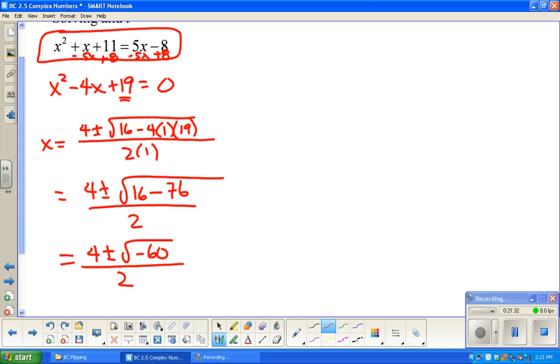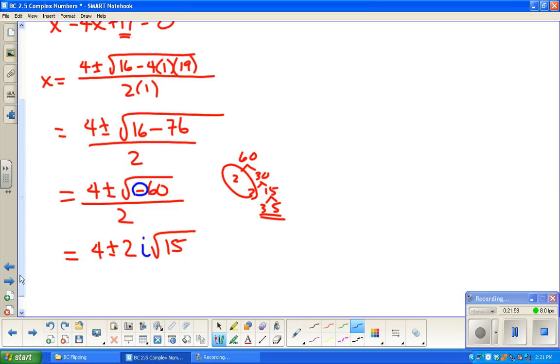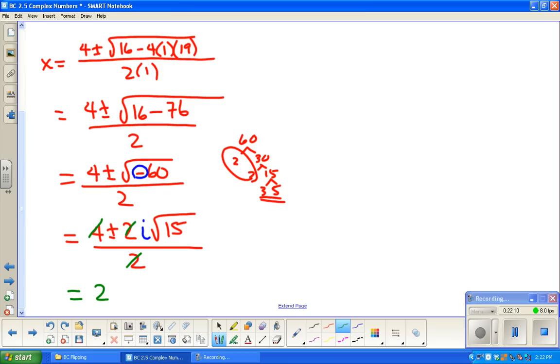Okay, I'm going to run out of room soon, but I'll flip to the other side if I need to. All right, so 4 plus or minus. Now, 60 is 2 times 30, 2 times 15, 3 times 5. Here's a pair of 2's. The square root of 2 times 2 is 2. I'm going to leave the 15 in, and then just a quick little reminder that the square root of the negative part is i. So we'll just kind of draw attention to that. This is over 2. Now, every one of these terms has a 2 on the outside, so I can divide all 3 of these by 2. So this becomes 2 plus or minus i square root of 15.